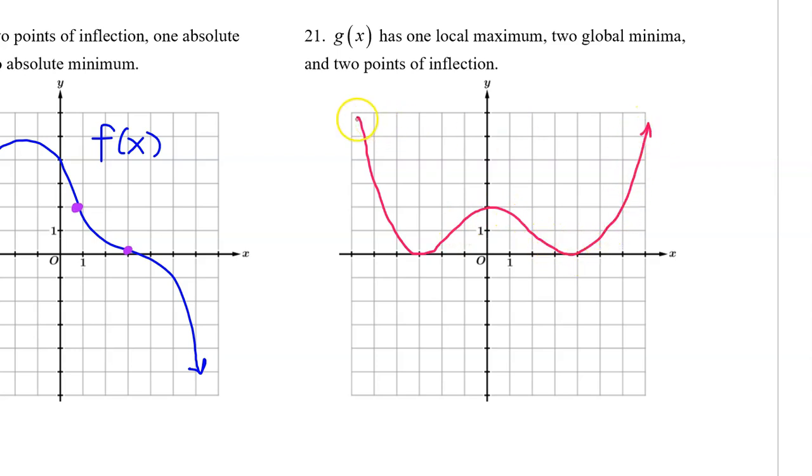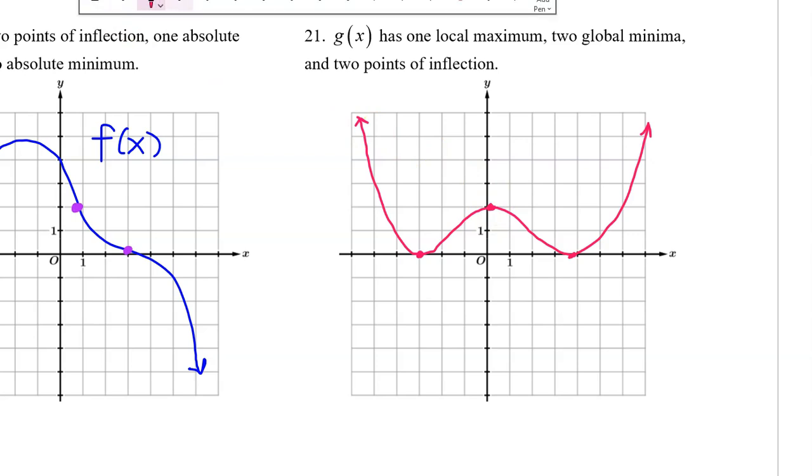let's see what we've got so far. You can see that I have two global minima. To be the global minimum, it has to be the same low in two different places. So we have two global minima. We do have one local maximum right here, so I accomplished that.